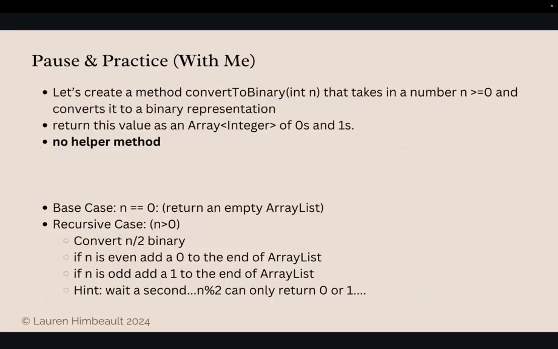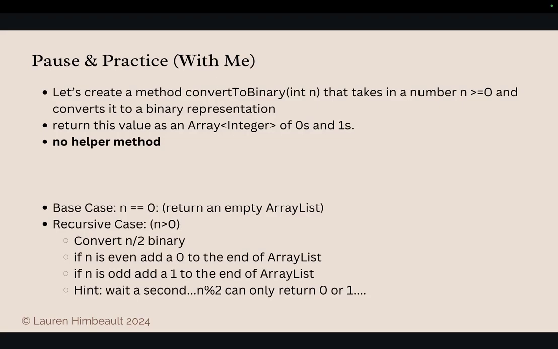So now we're going to write some code here. We're going to write a method that will convert to binary. So we're going to pass in a number in base 10, so like normal human counting, and we're going to convert it to a binary representation of the number. And we're going to return this value as an array of zeros and ones. And we're going to do it without a helper method. We can do it without a helper method because we're going to have an array list coming in and passing values around.